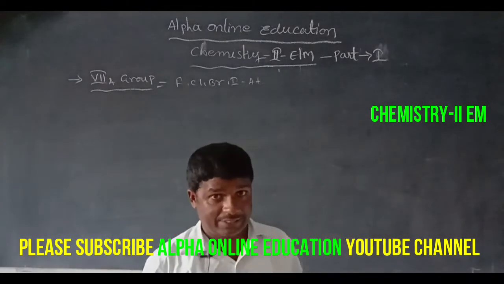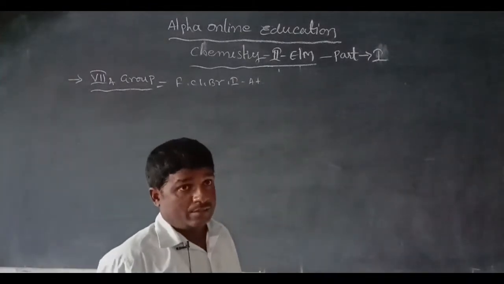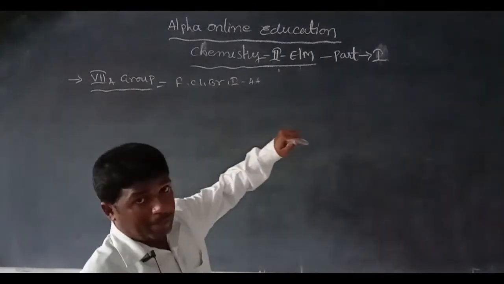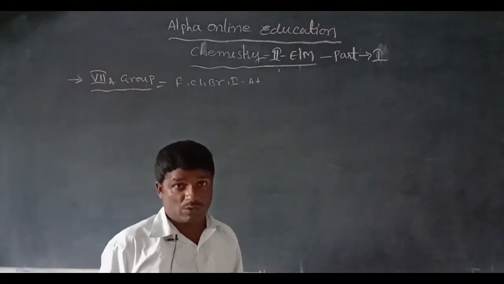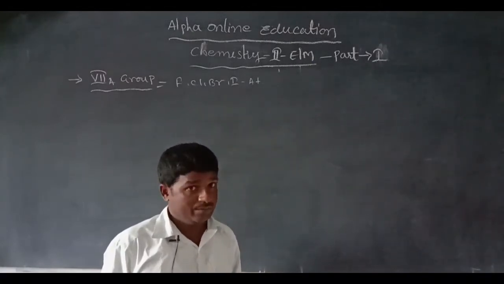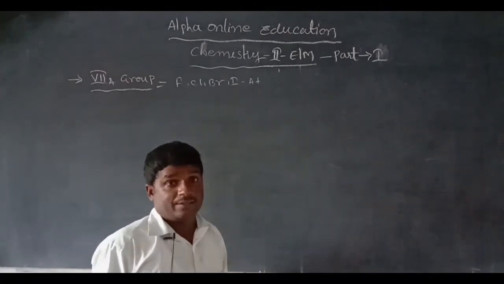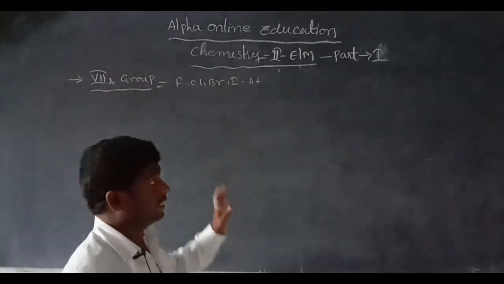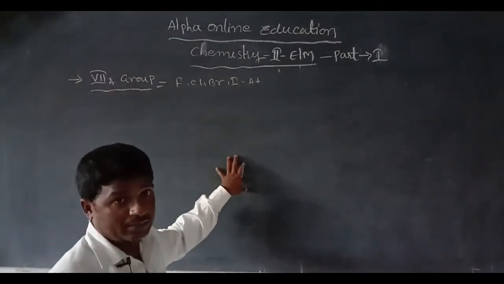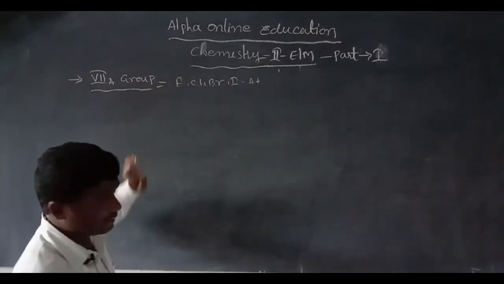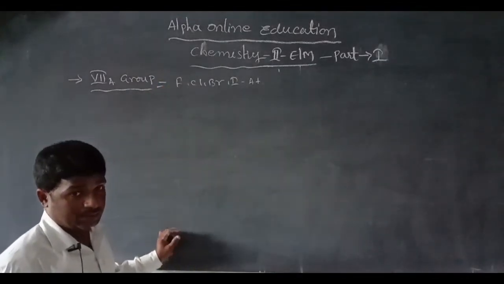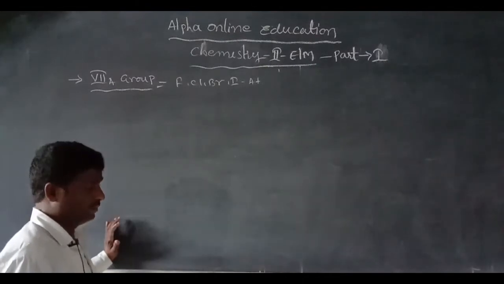What are the 7th A group elements? What are the properties of the 7th A group elements? How is the preparation of chlorine and bromine in the laboratory? Next, another one, the structure of oxyacids of chlorine. Today we discuss the properties of the 7th A group elements.